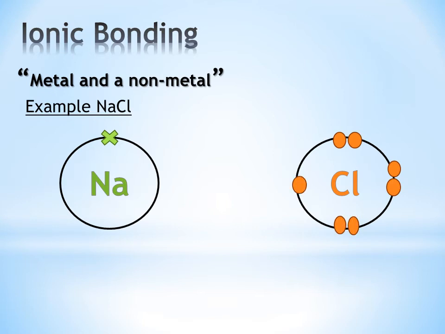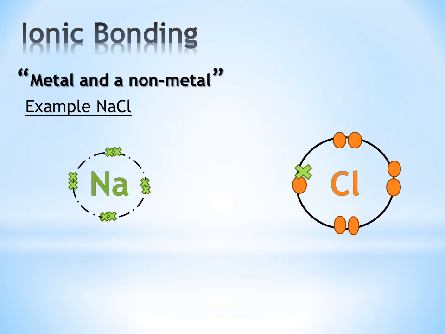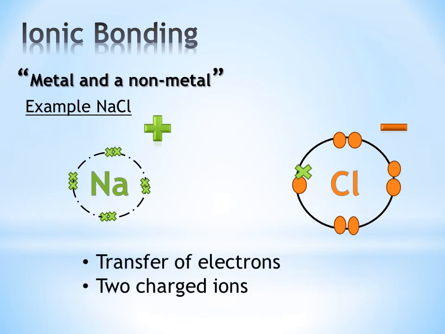Chlorine is 1 short of having an outer shell electron count of 8, and sodium has 1 extra electron in its outer shell. So sodium transfers its 1 electron to chlorine, forming 2 ions, where the sodium is now positively charged and the chlorine is negatively charged. And so we can say that ionic bonding is a transfer of electrons from a metal to a non-metal.